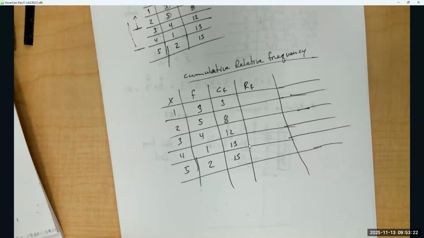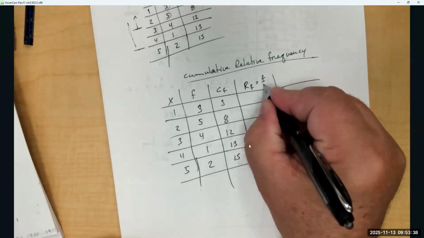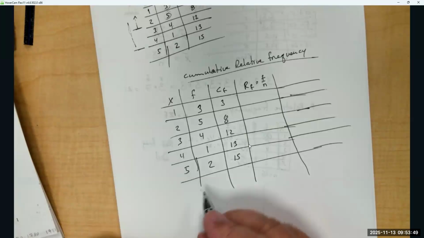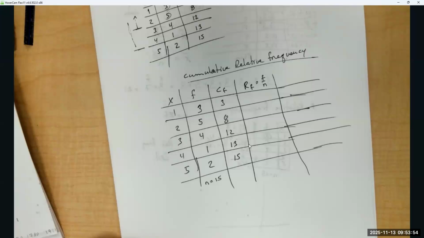Relative frequency. We just did that about 10 minutes ago. What is a relative frequency? It's relative to what? It's the frequency divided by n. So what's our n? Our n is 15. Add up all the frequencies first.